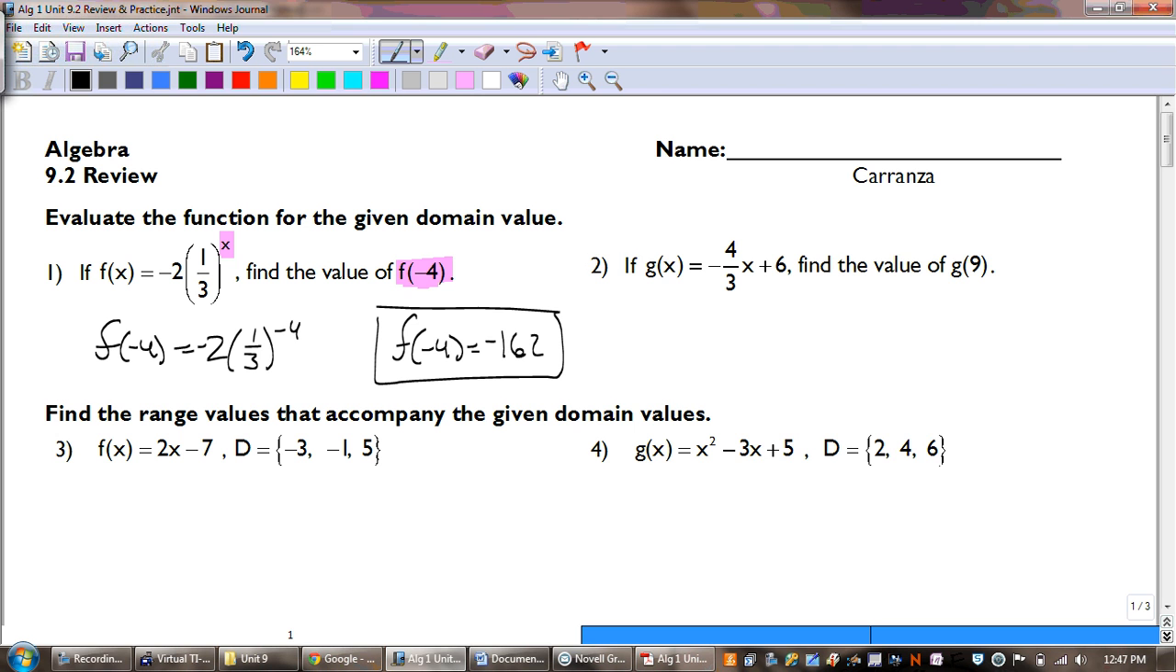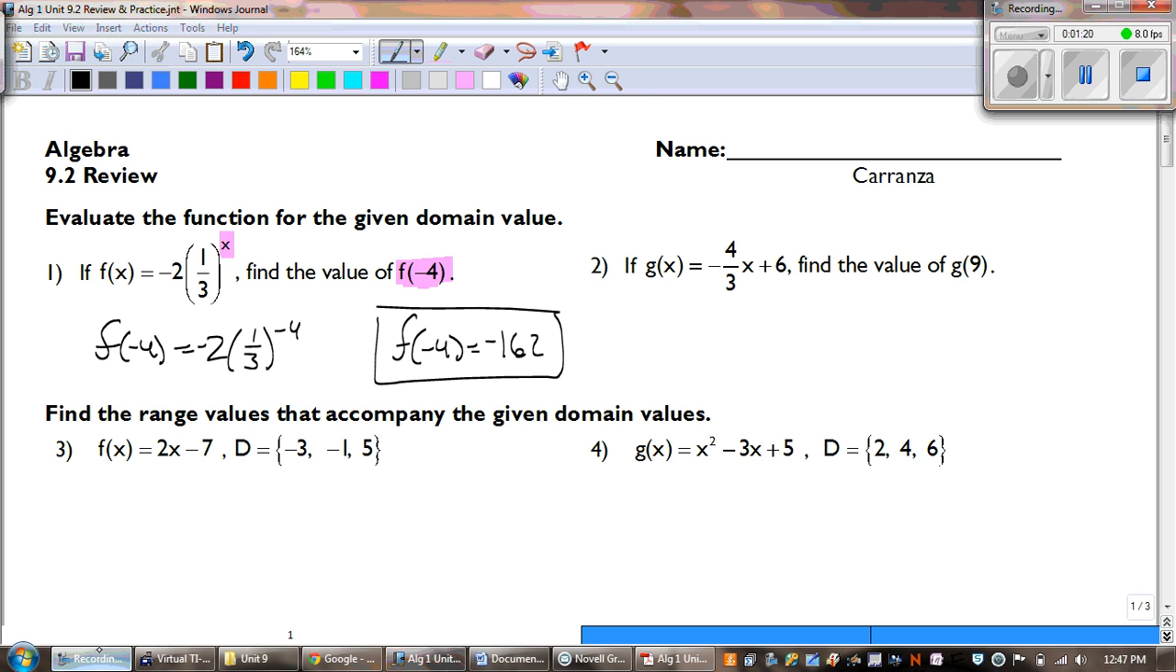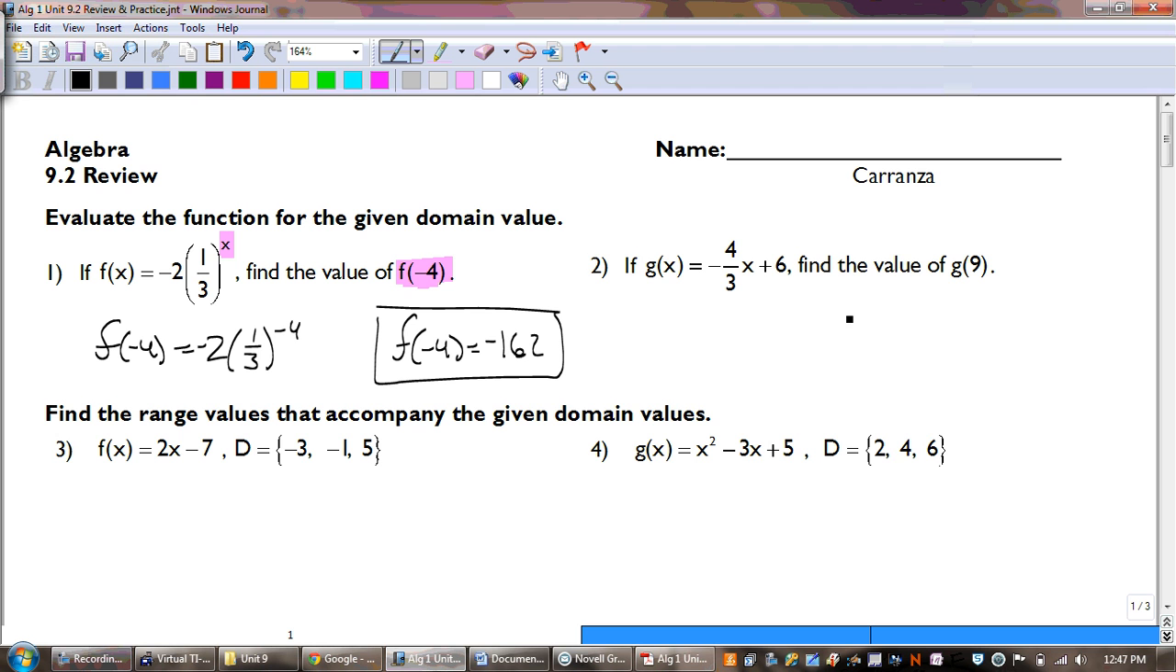If g of x equals -4/3 x plus 6, find the value of g of 9. Okay, so once again, we're finding g of 9: -4/3 times 9 plus 6. Okay, you guys are all on your own. Tell me what you get. Did you get -6? Because that's what I got. Okay.